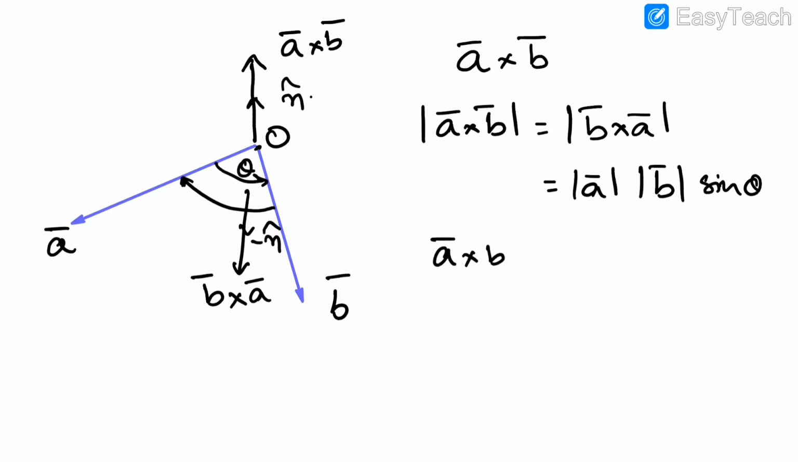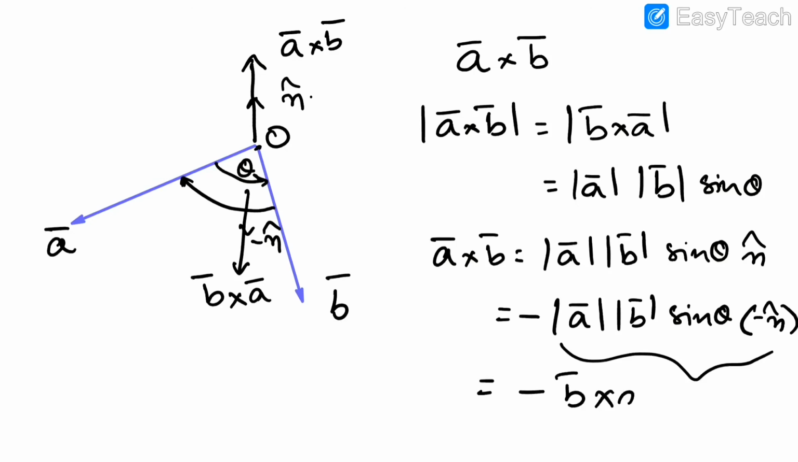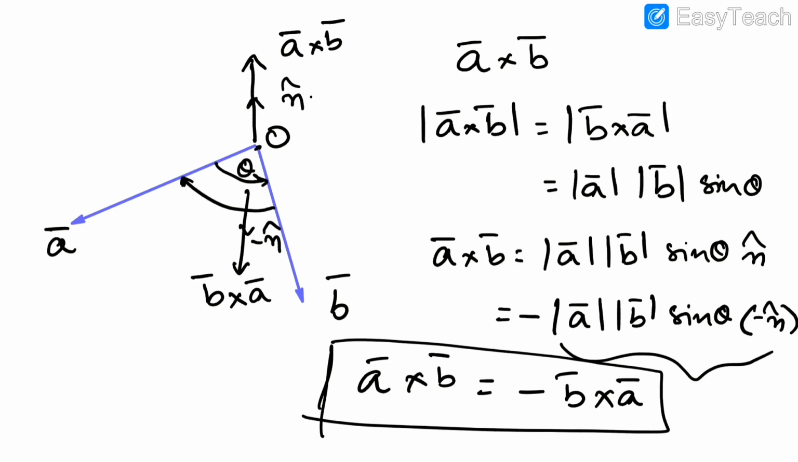So A cross B is, suppose, modulus of A modulus of B sine theta n cap, right, which is the negative of modulus A modulus B sine theta with minus n cap. Minus n cap times modulus of A modulus of B is what? Minus of B cross A. So A cross B is nothing but B cross A with a negative sign. Means the modulus will be the same, the magnitudes or the length of the vector you are drawing, that is the same, only their directions are opposite to each other.